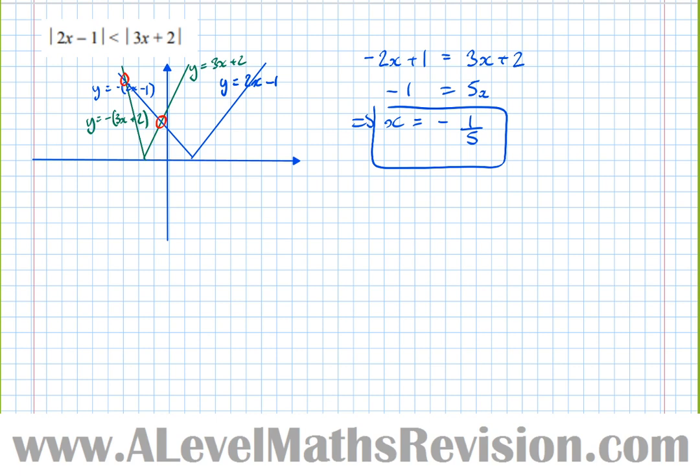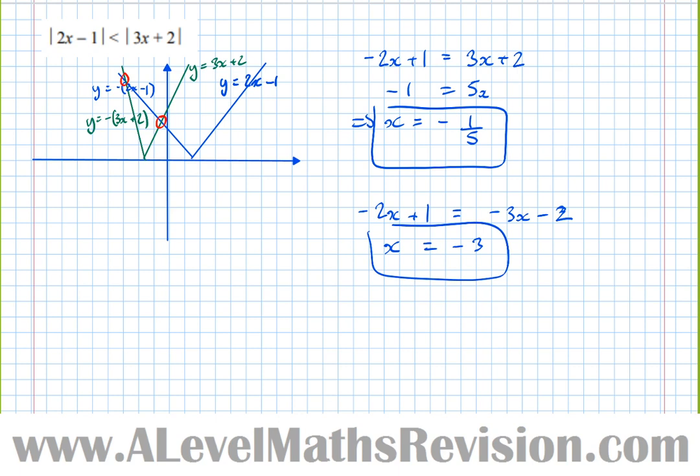Also, where the negative part of 2x minus 1 equals the negative part of 3x plus 2. Getting everything on the same side, x on that side equals minus 3. And there's the other one.